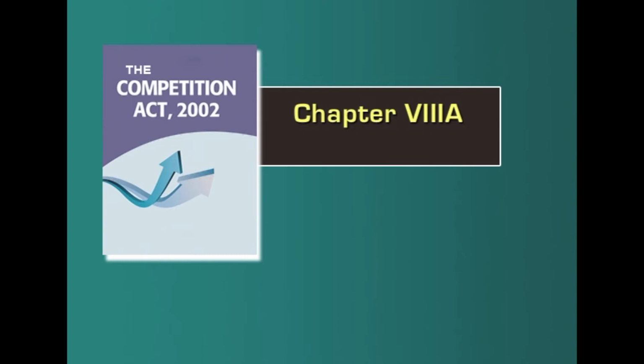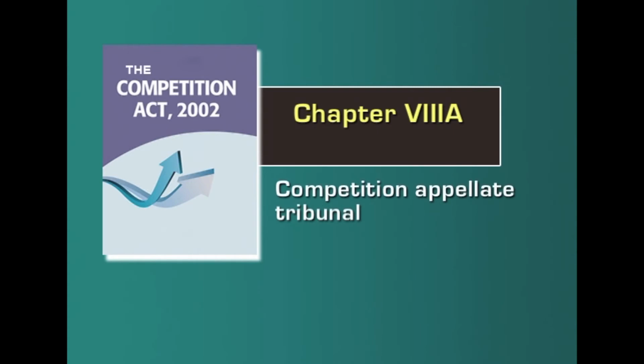Moving on to the next important chapter, chapter 8A of the Act. Chapter 8A talks about the competition appellate tribunal. As it speaks for itself again, appellate tribunal. Let me put it in a simpler sense. This chapter seeks to provide the provision of appeal.